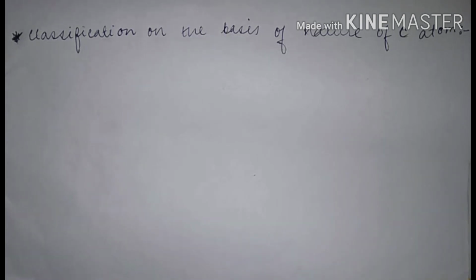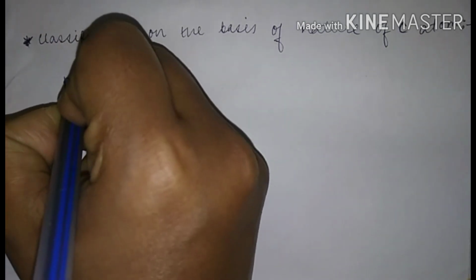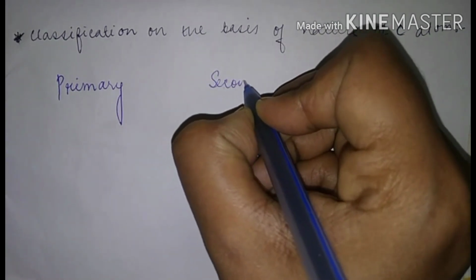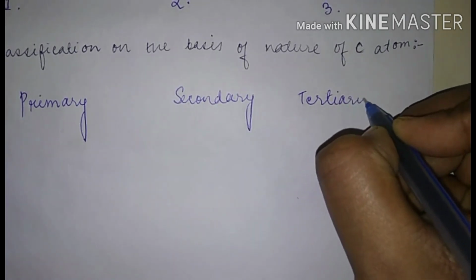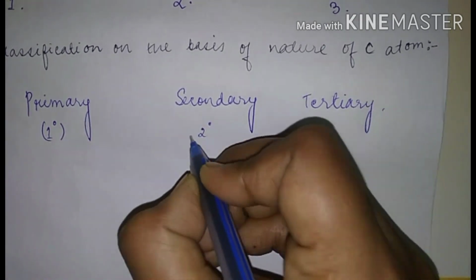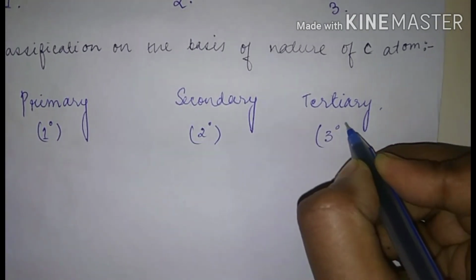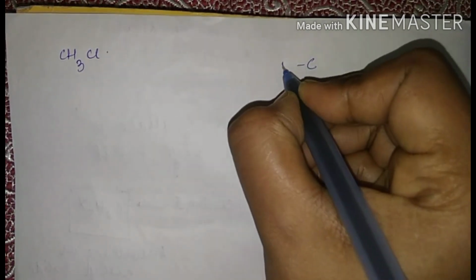The next step of classification of alkyl halides is on the basis of the nature of carbon atom. So, according to this classification, we classify the alkyl halides into primary, secondary, and tertiary. Or we denote primary as 1 degree, secondary as 2 degree, and tertiary as 3 degree alkyl halides. Now we take examples of some alkyl halides. Firstly, methyl chloride.